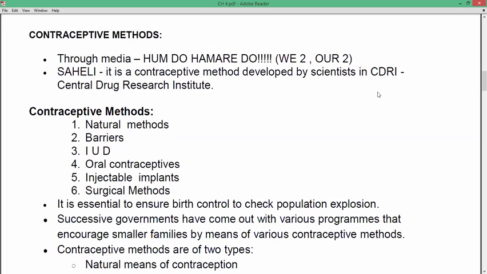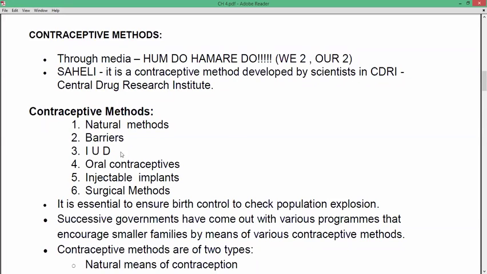The full form of CDRI can be asked in the MCQ also. Now the 6 main methods are: the first is natural methods, and from 2 to 6, all these methods are artificial methods, right? So first, there are 2 main basic methods, that is natural methods, and the second one is the artificial methods.